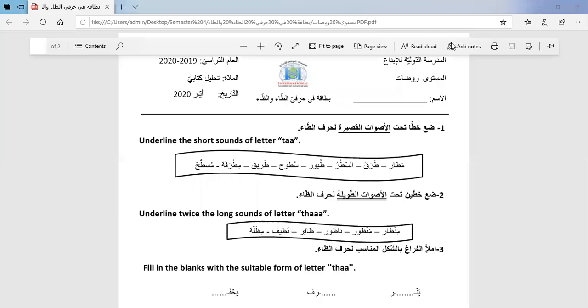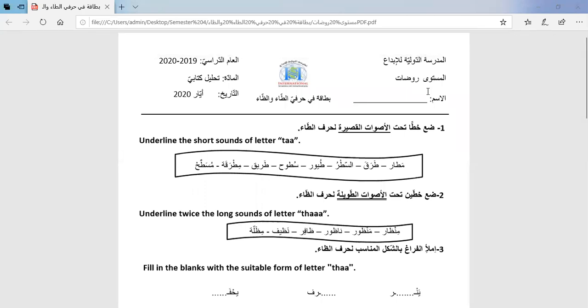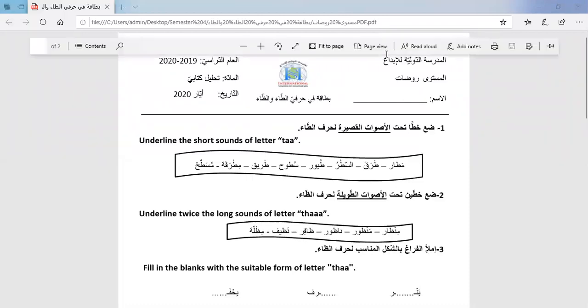Hope you're fine. Today, I'm going to provide you with a detailed explanation of the revision worksheet by providing you with the solution of this worksheet plus certain notes regarding the things that you must pay attention to in this worksheet for tomorrow's exam.